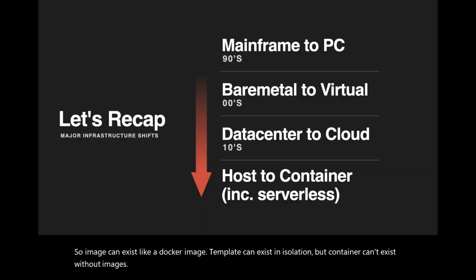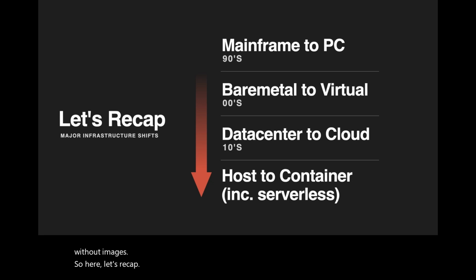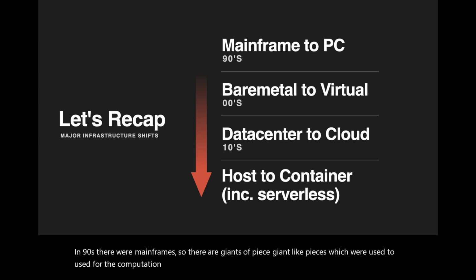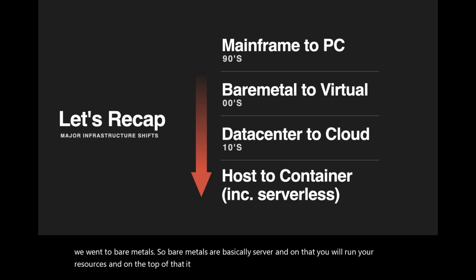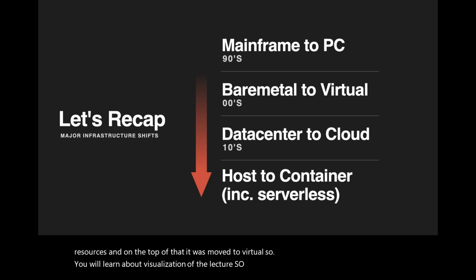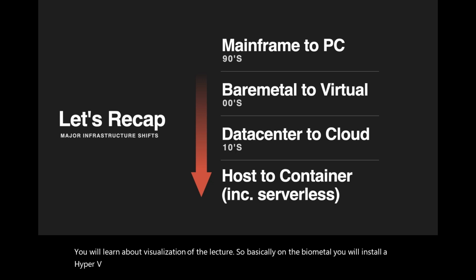Here let's recap the infrastructure shift. In the 90s there were mainframes, giant computers which were used for computation. It then shifted to PCs, which are distributed, and then from PCs we went to bare metals. Bare metals are basically servers on which you run your resources, and on top of that it moved to virtualization. You will learn about virtualization in the lecture. Basically on the bare metal you install a hypervisor, which virtualizes your machine, and then you can create many virtual machines.